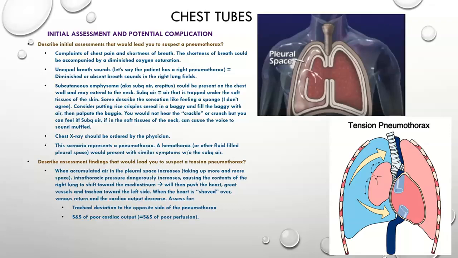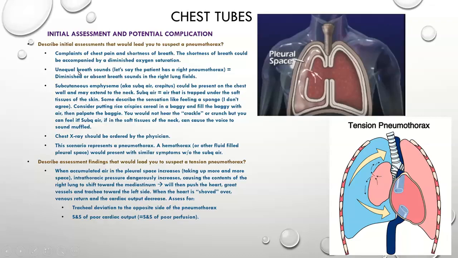But they may also complain of shortness of breath. Their oxygen saturation may be decreased depending on the lung, if it's collapsed partially or totally, and how much of a reserve they have. If it's a 10-year-old, they may do well. If it's an 80-year-old, not so well. Now, one key assessment is if your patient has a pneumothorax, they will have unequal breath sounds. Is this always the case? Well, probably not in the real world, but we're talking testing world here.